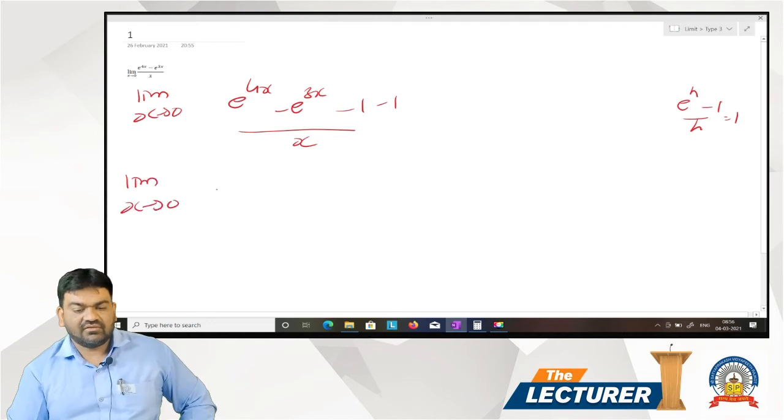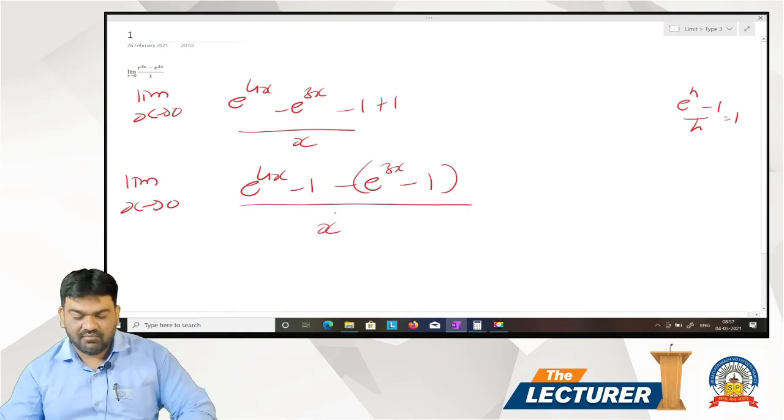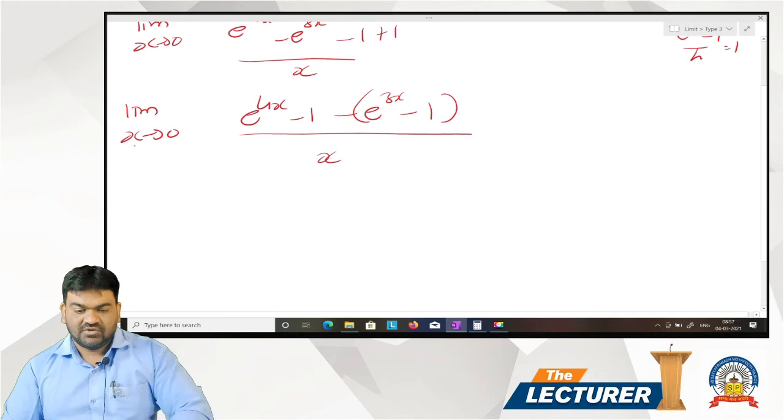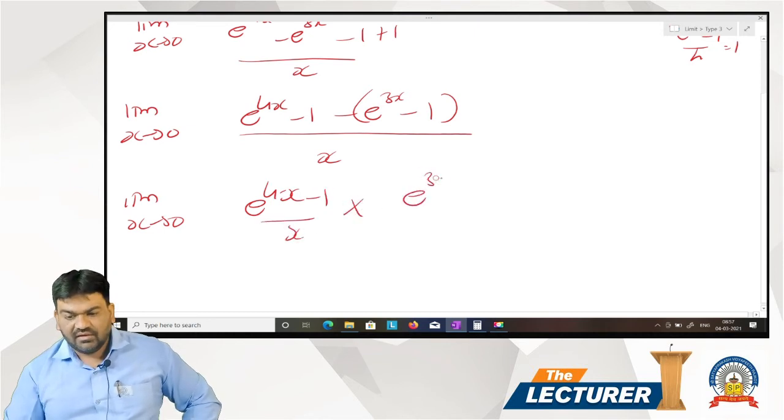Limit x tends to 0, e raised to 4x minus 1 minus e raised to 3x plus 1. Taking minus common, divided by minus 1 divided by x. Limit x tends to 0, e raised to 4x minus 1 divided by x, and with the minus sign in between, e raised to 3x minus 1 divided by x.